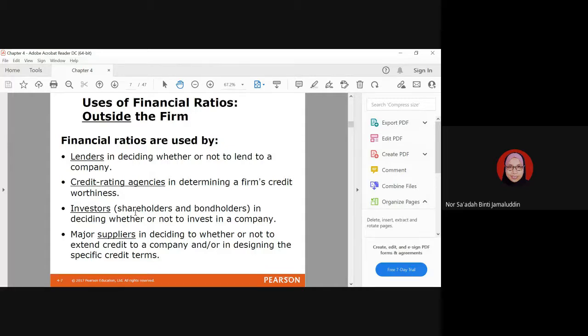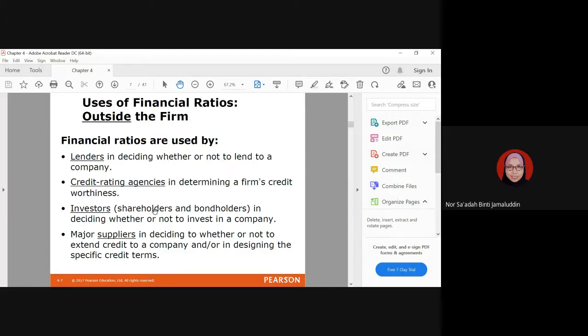Alright. Apart from that, credit rating agencies in determining a firm's creditworthiness, maksudnya kemampuan firma kita dalam membayar hutang-hutang syarikat. So from the ratio, from the analysis, we will know on the credit rating agencies. Okay, ada satu agensi yang berkaitan dengan credit rating, dalam memastikan macam mana pengurusan, how our firm organizes our firm's credit.